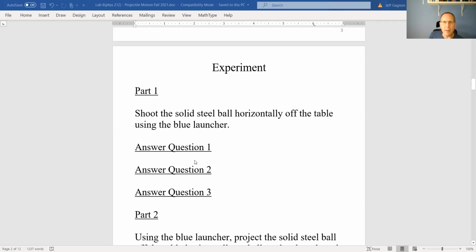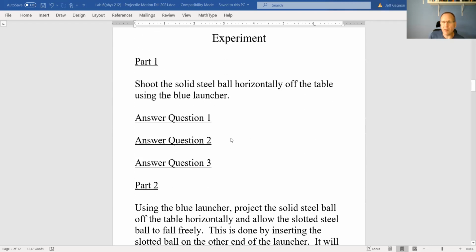Now for the experiment, there are several parts. For the first part, basically what we did was we launched a marble off a table, off the lab bench, horizontally. Based on that information, you want to answer the first 3 questions from the lab manual, based on the fact that the marble is launched horizontally.